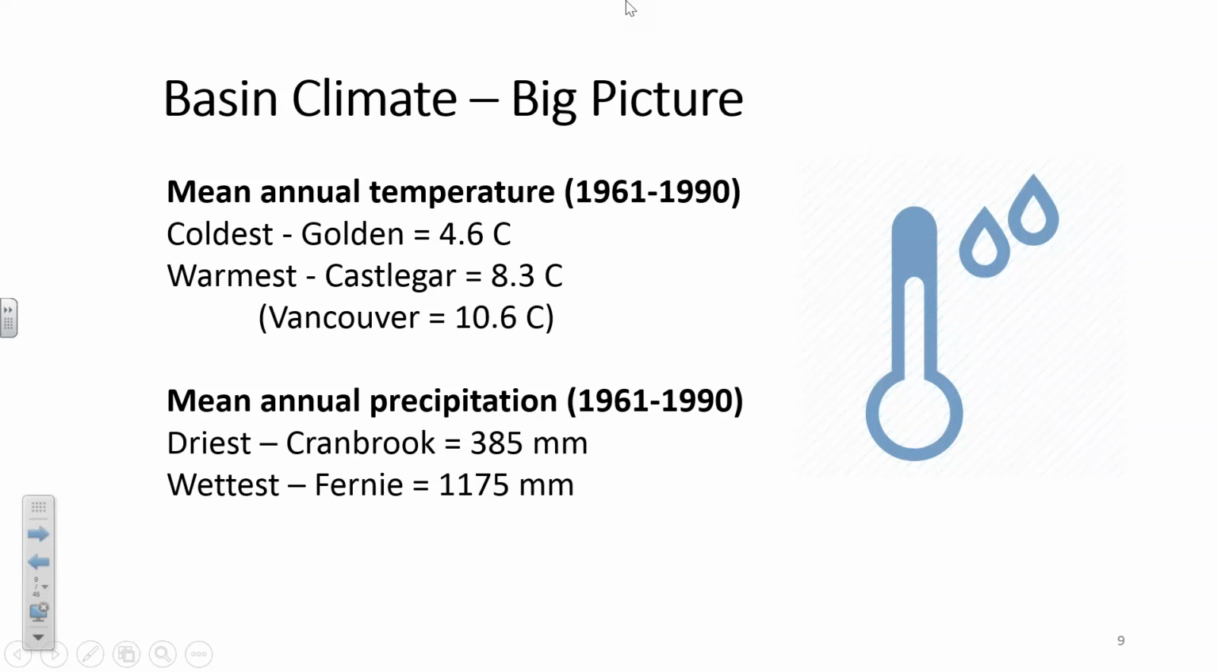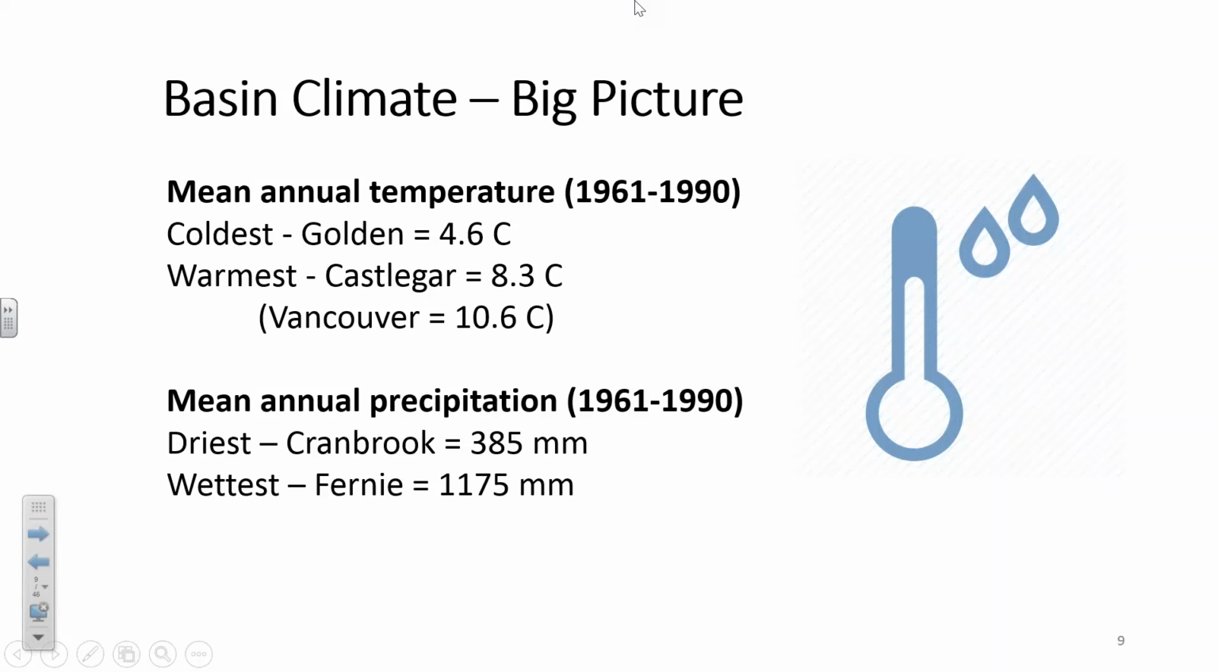Now, you might be surprised to learn what a small amount of change in mean annual temperature, that is, the average temperature through the year, can lead to a tremendous change in ecosystems. So this slide is trying to portray that. Look, the top part is about temperature. If you look at the mean annual temperature for Golden, it's 4.6 degrees. And the mean annual temperature for Castlegar is 8.3. So just 3.7 degrees separates those tremendously different places.